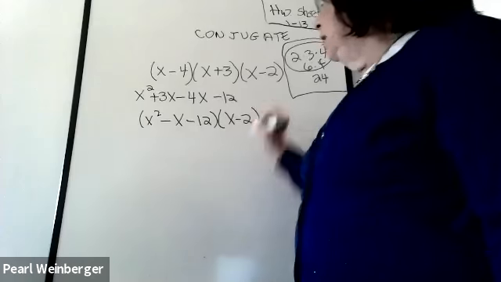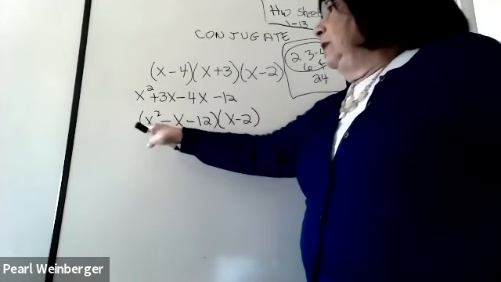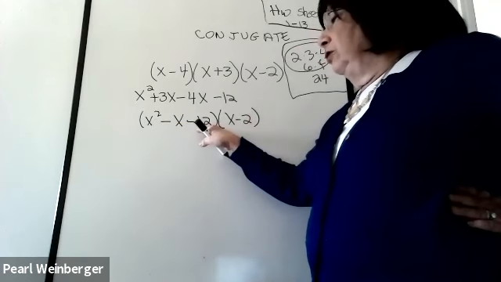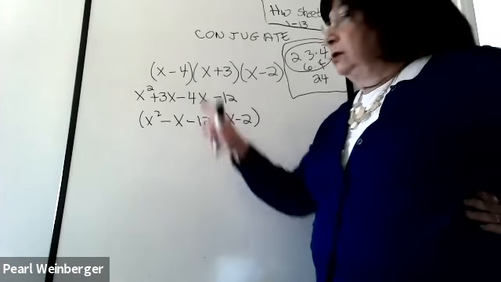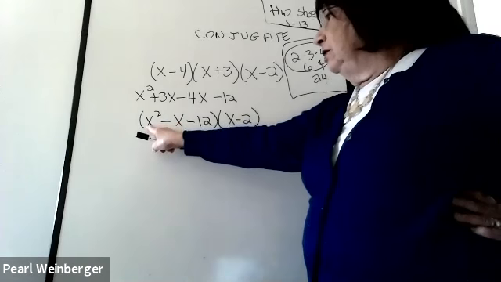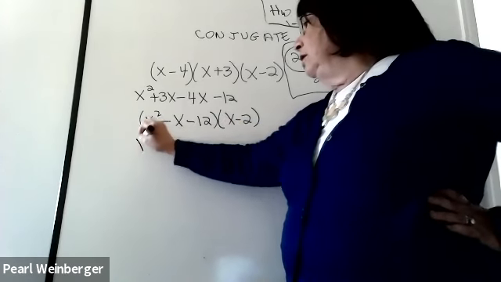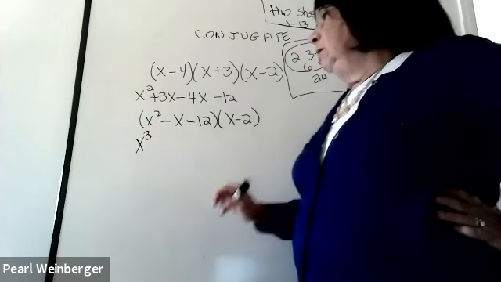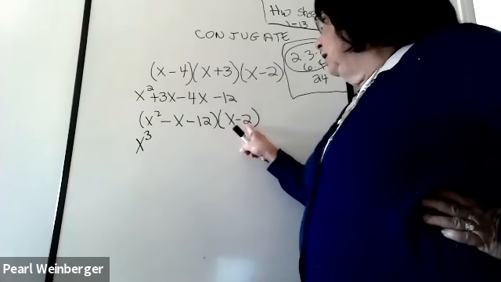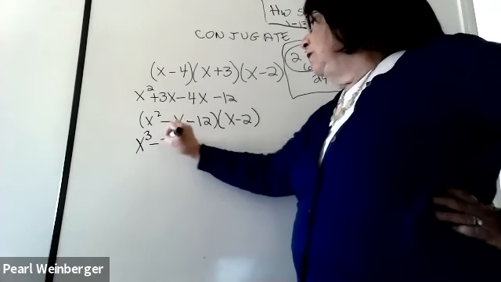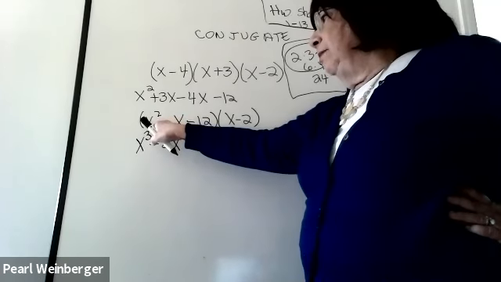And I want to multiply this now by x minus 2. That means I have to take each term in my first parentheses and multiply it by each term in the second parenthesis. So first I'll start with the x squared. X squared times x will give me x to the third. Remember, I'm adding exponents. Then I do x squared times negative 2. That gives me negative 2x squared. Okay, I've finished multiplying by the x squared.